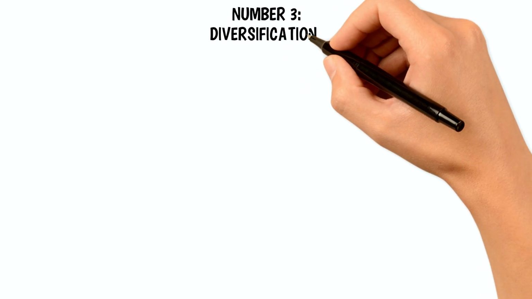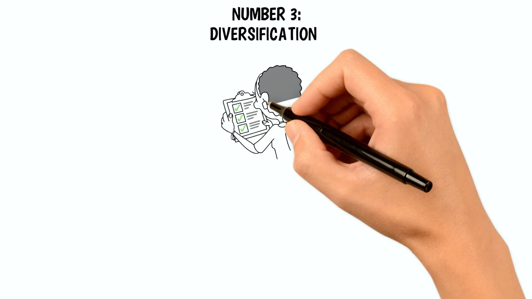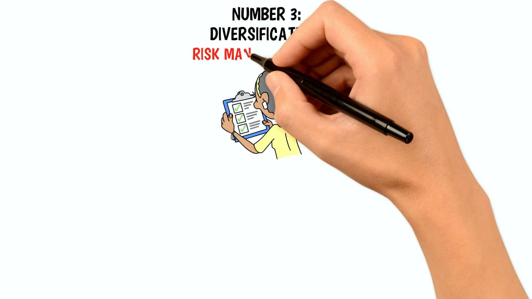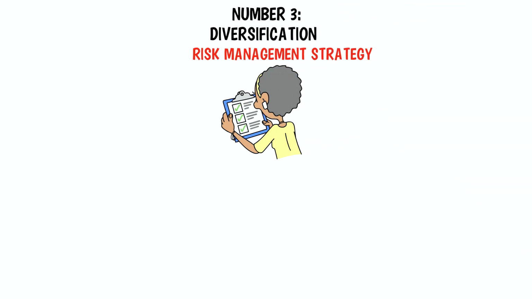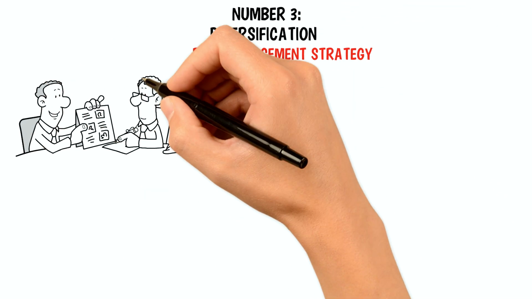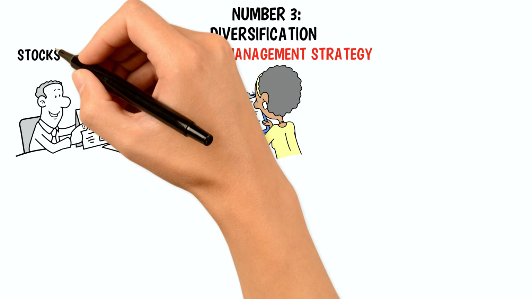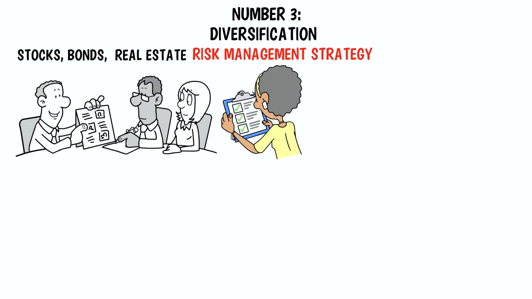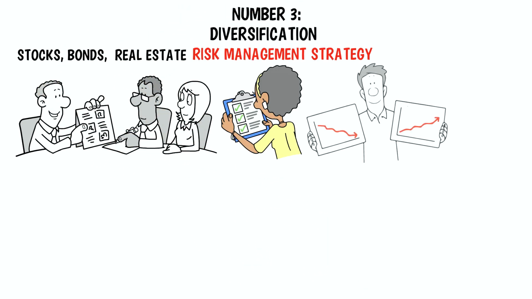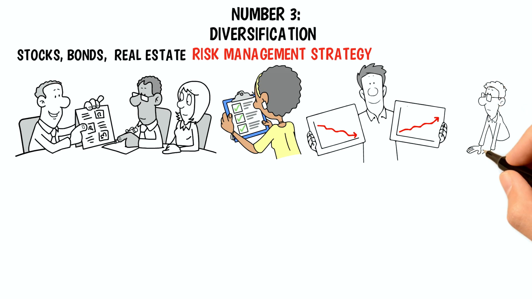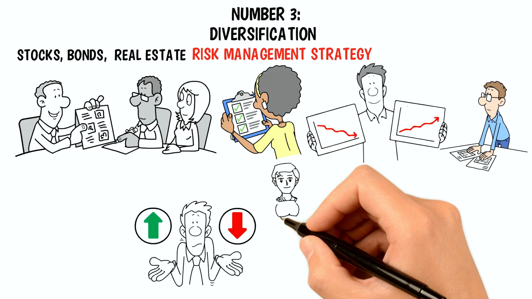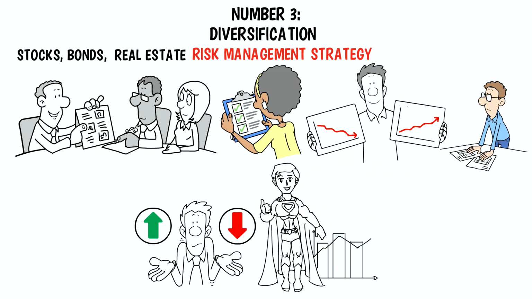Number 3. The number 3 highlights the importance of diversification across 3 different asset classes. Diversification is a risk management strategy that involves spreading your investments across different asset categories, such as stocks, bonds, and real estate. This helps mitigate risk because if one asset class performs poorly, the others can potentially offset those losses. By diversifying across 3 different asset classes, you create a more balanced portfolio that is less susceptible to market volatility.